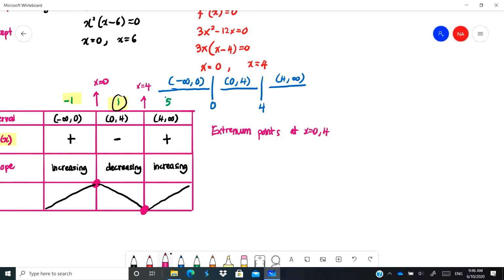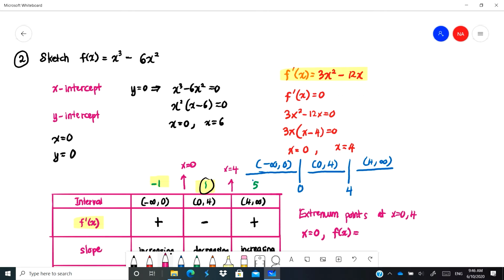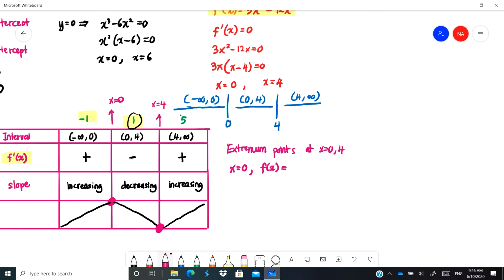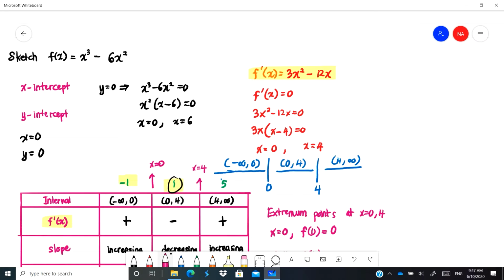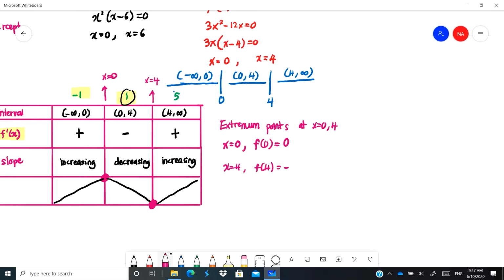So first we'll try to find the value at x equal to 0. So we're going to substitute into the function. So f(x) will be, we substitute x equal to 0, it means f(0). So f(0) here, okay? And the next one, x equal to 4. So we're going to have f(4). So we're going to substitute the value of x with 4. So 4 to the power of 3 minus 6 multiplied by 4 squared will get negative 32. All right? So this one, negative 32.